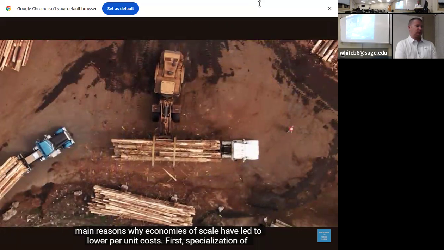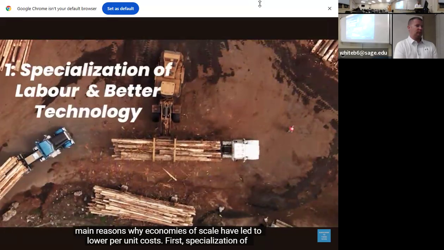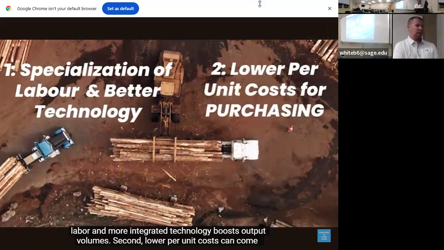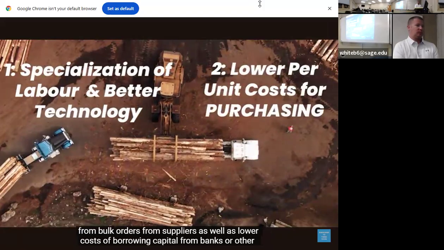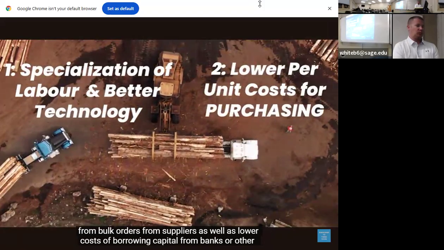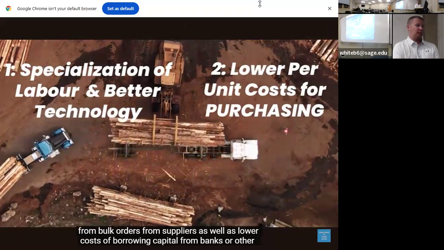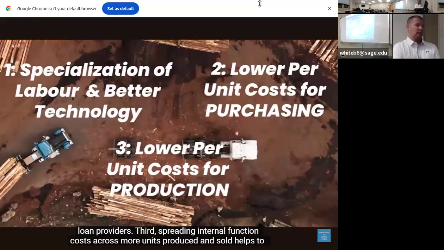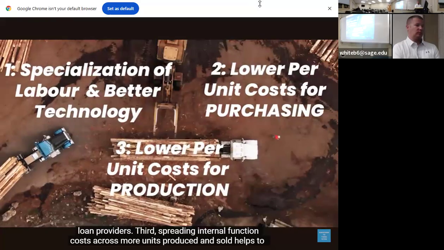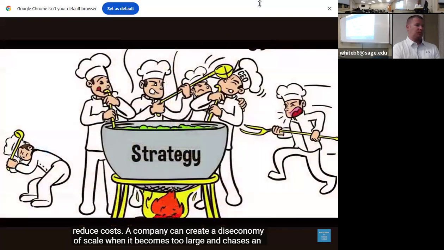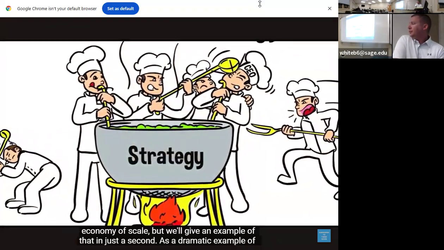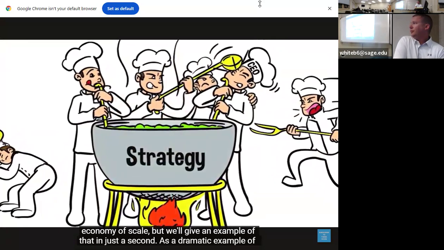Now, there are 3 main reasons why economies of scale have led to lower per unit costs. First, specialization of labor and more integrated technology boosts output volumes. Second, lower per unit costs can come from bulk orders from suppliers, as well as lower costs of borrowing capital from banks or other loan providers. Third, spreading internal function costs across more units produced and sold helps to reduce costs. A company can create a diseconomy of scale when it becomes too large and chases an economy of scale, but we'll give an example of that in just a second.